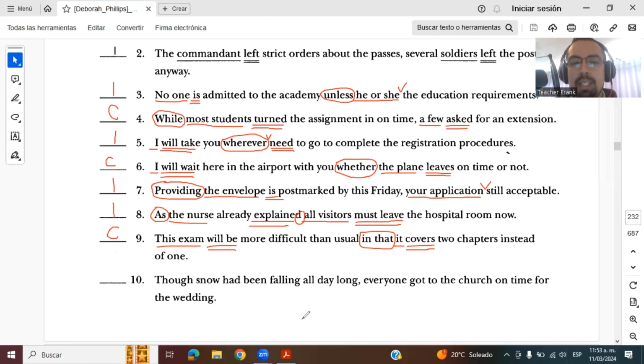And last but not least, number 10, though snow had been falling all day long, everyone got to the church on time for the wedding. Okay, so this one starts with a connector. Though. Had been falling is my verb. Who or what had been falling? Snow. Everyone got to the church on time. Got is the verb. Who or what got? Everyone. We have the comma and it's correct, right? Number 10 is correct. No problem there.